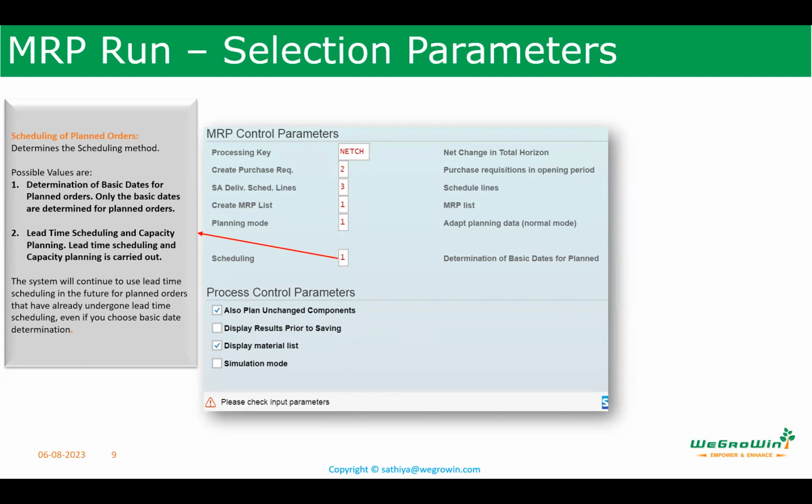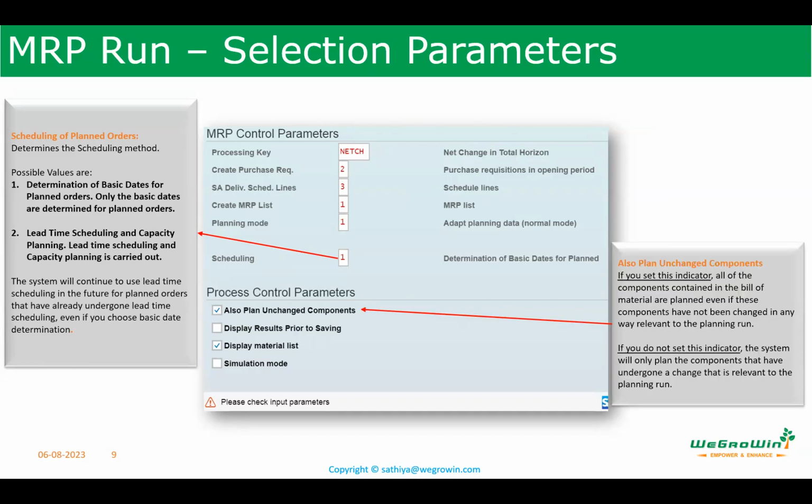So now we will see that. Let us go and run MRP, and I will tell you. Then I will ask you to do some exercises, and you have to practice them because you have the whole day today. And then the system will continue to use the lead time scheduling for the future planned orders, and if you have basic date determination. Okay, right.